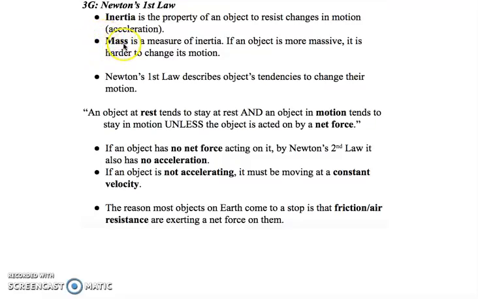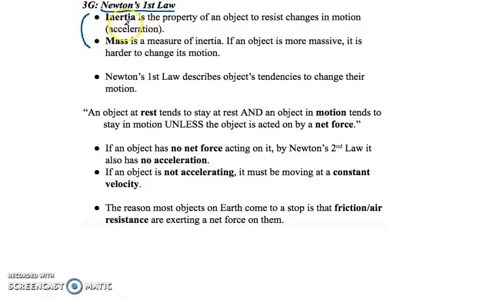Okay, in this video we're going to go through 3G of the notes, which is going to be Newton's first law. So this is the last of the three laws. We've talked about the second, we've talked about the third, now we're talking about the first. So the first law, there's a couple concepts before we actually get into the full wording of the law.